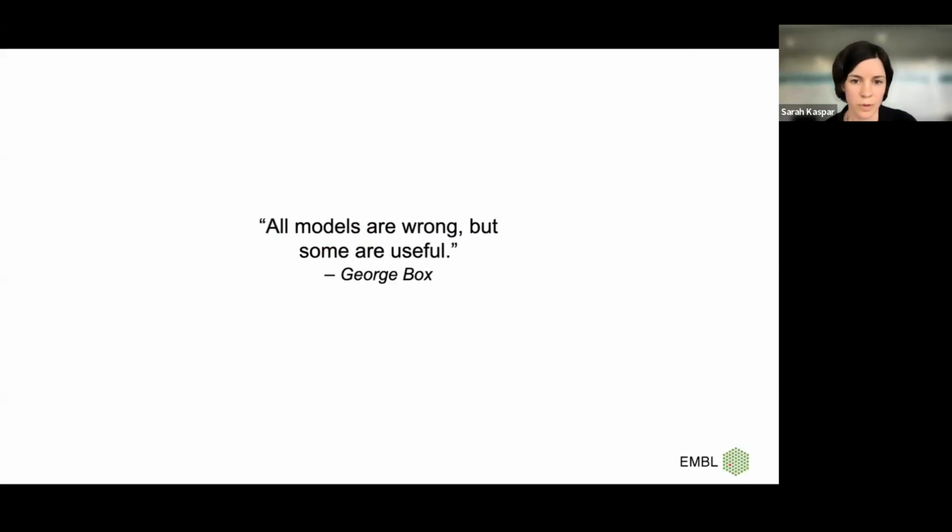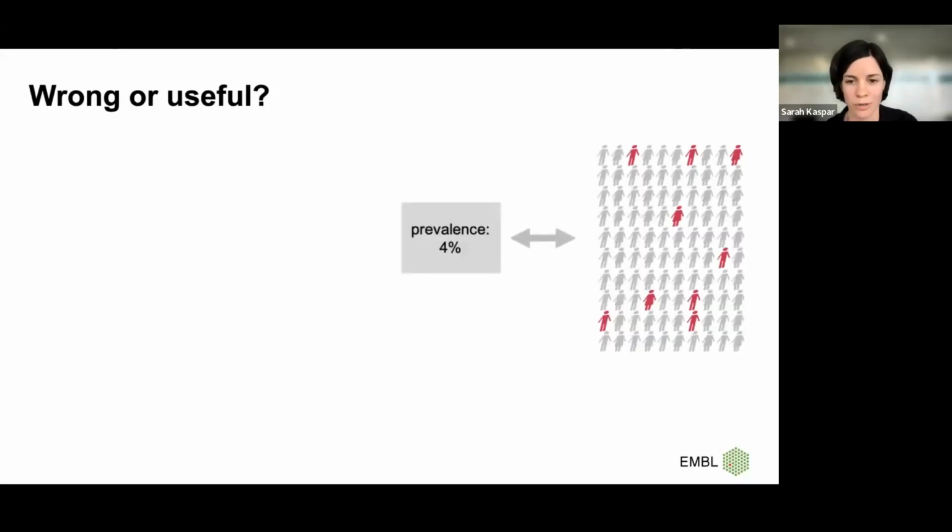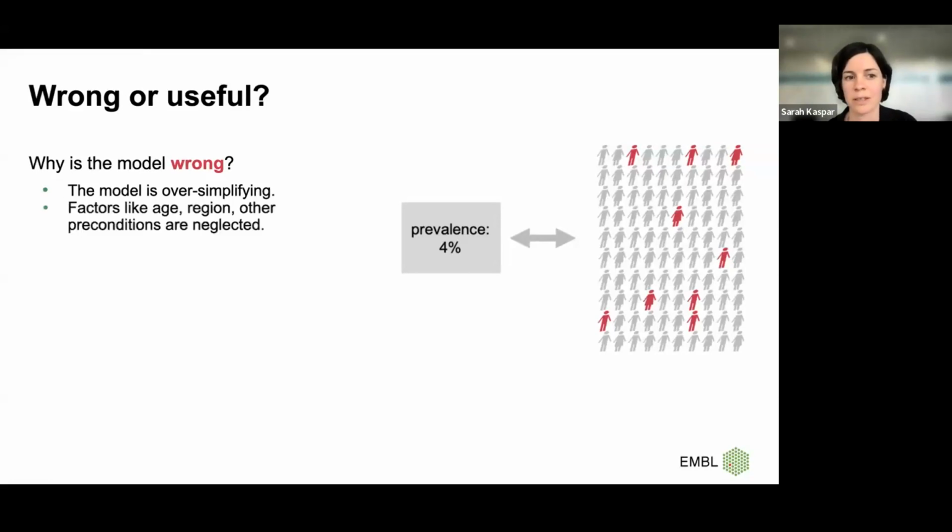There is a famous quote by George Box. It says, "All models are wrong, but some are useful." So is our model wrong or useful? Well, I would argue both, because it's most certainly wrong. The model is oversimplifying. Models are always oversimplifying. In this case, factors like age, region, and other preconditions are neglected by the model. Also, these assumed 4% come out of nowhere, while in reality, they have hopefully been measured somewhere, and that means that they are also subject to measurement uncertainty.